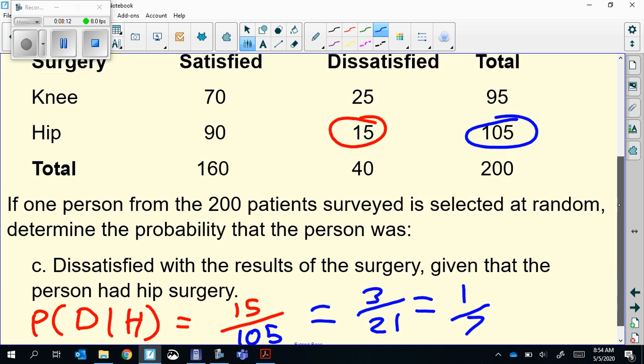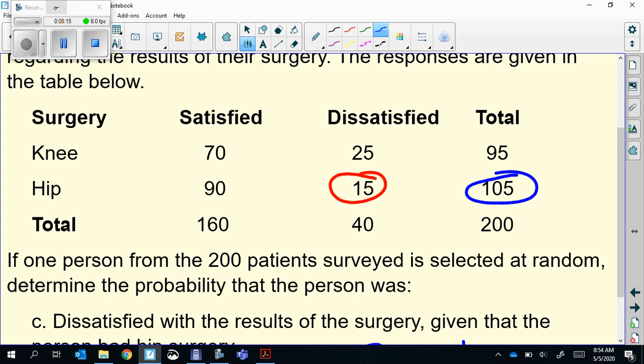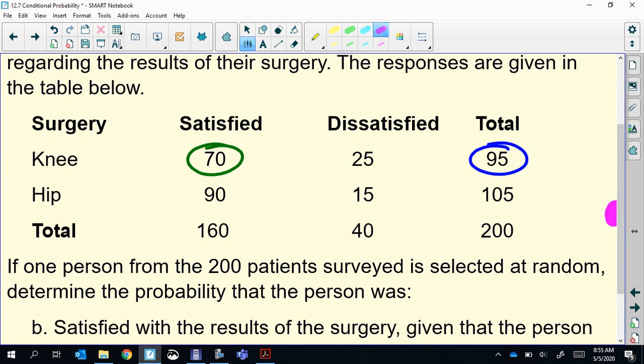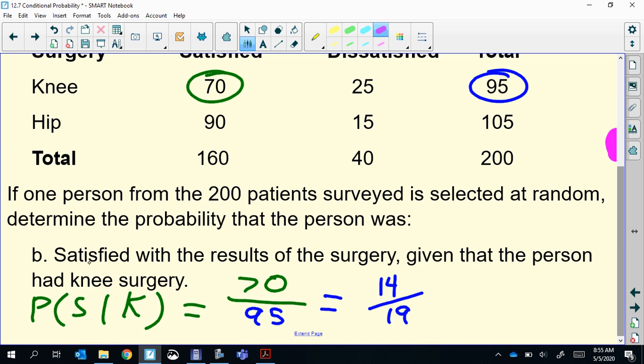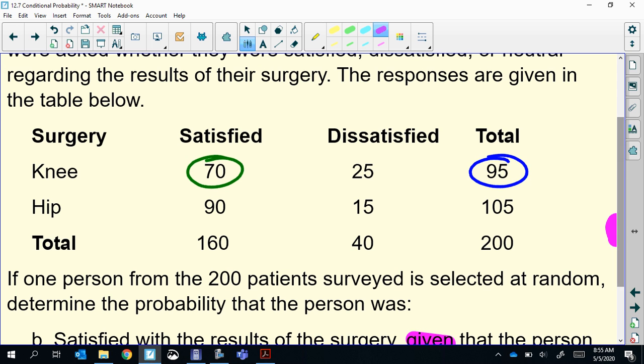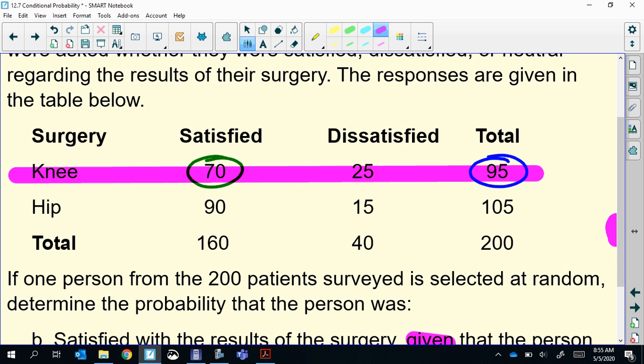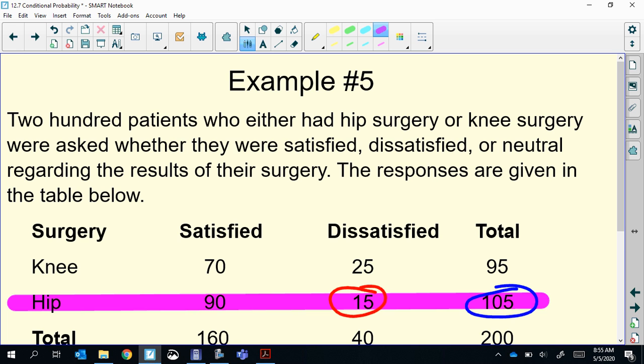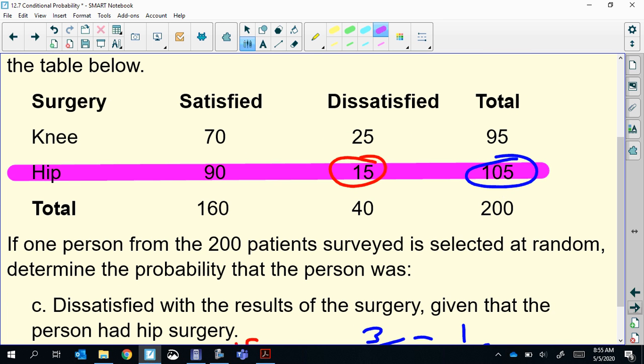One thing that you can do with these, it works on the last example as well as this one: whatever the given is, you can highlight that row or column, whatever it is. So given they had knee surgery, you can highlight the entire knee surgery, and that's where your numbers are going to be coming from. We're going to look at the first thing out of the total. Same thing here. This one was for hip surgery, so you can highlight, and we looked at dissatisfied over the total. So you can highlight the given and pick your numbers from there.